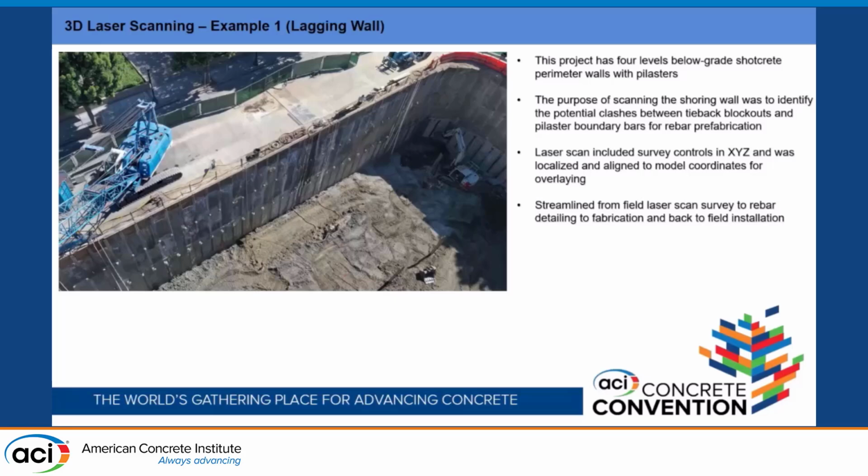It's not that type of BIM clash detection. You scan the real world and try to find the potential conflicts between the real world and the future building that you're going to build. In this case, this project is in San Jose, California, 4 levels below grade, and all the perimeter walls are shotcrete grade, and there are a lot of pilasters. So one of the concerns our detailer had was the potential conflicts between the tieback blockouts and the pilaster rebar cage. So we actually performed the scan.